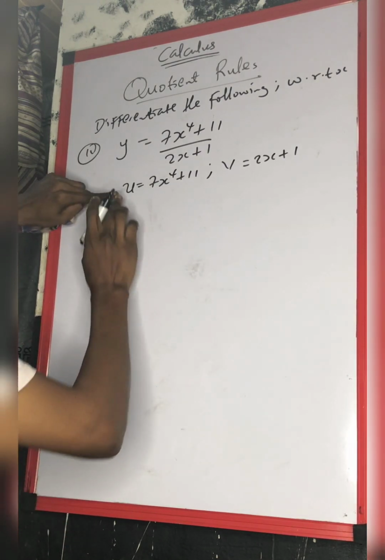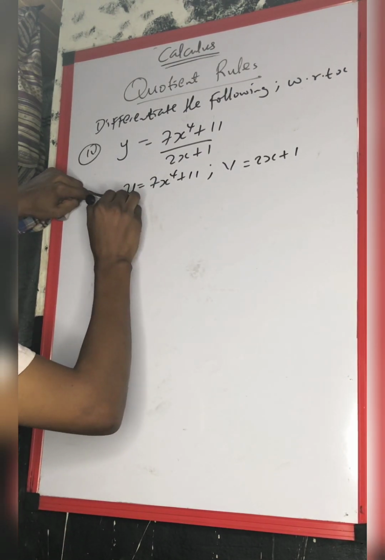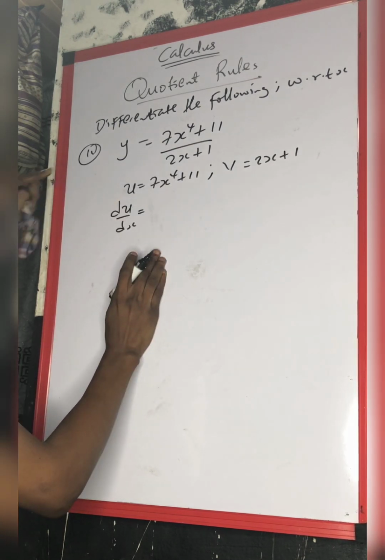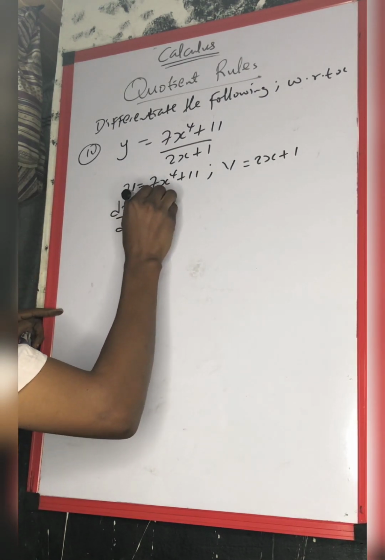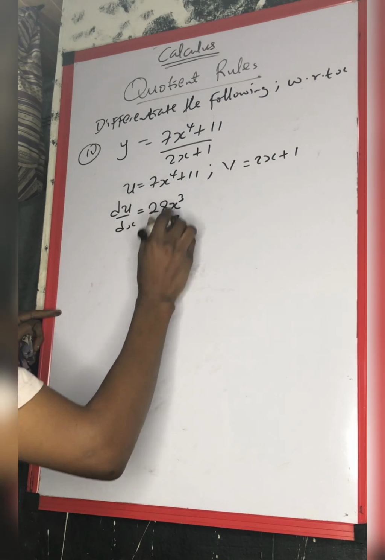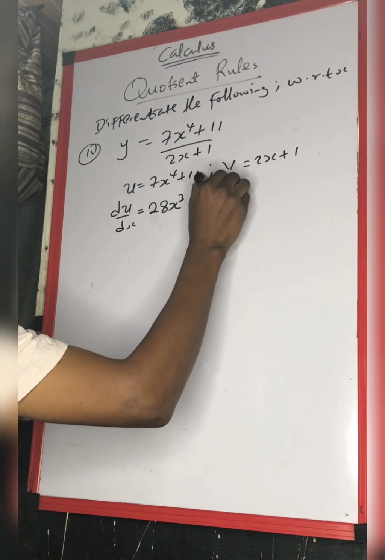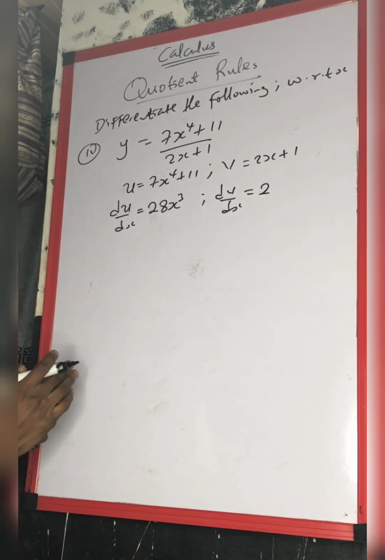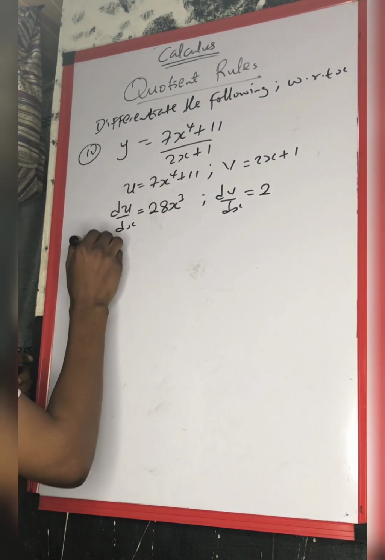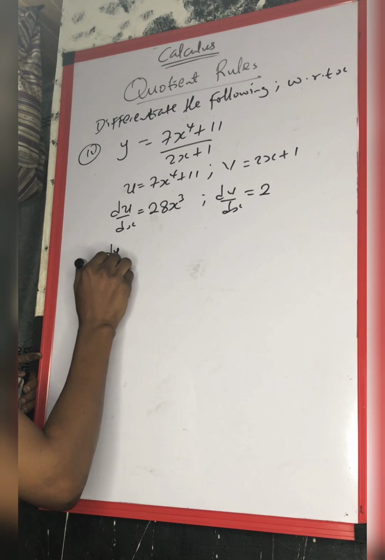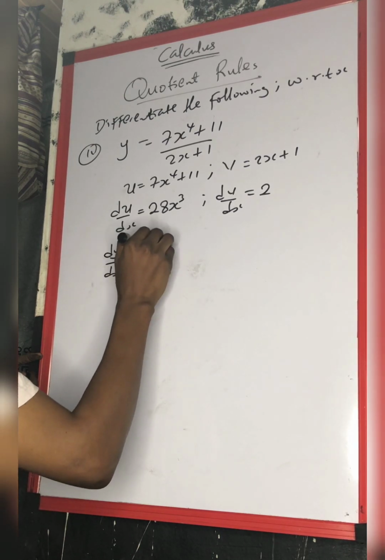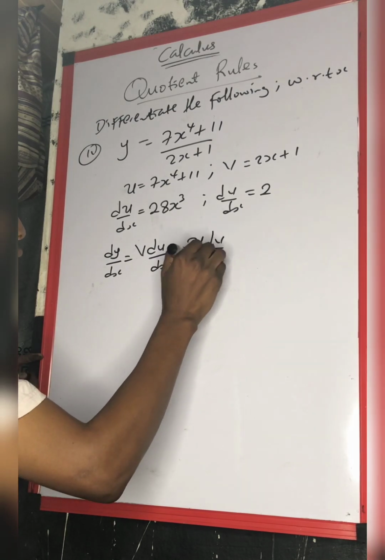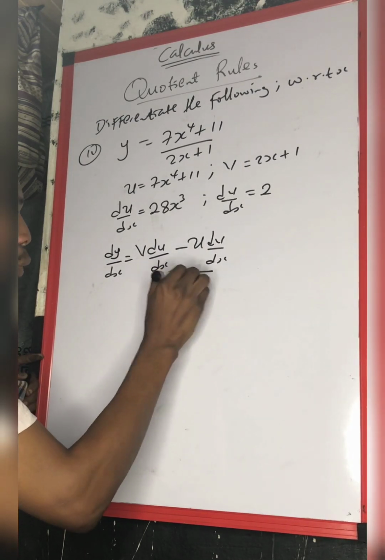You differentiate u with respect to x, so du/dx is 7 times 4, which is 28x cubed. Then dv/dx is 2. So from there, to get dy/dx, don't forget the formula is (v du/dx minus u dv/dx) all over v squared.